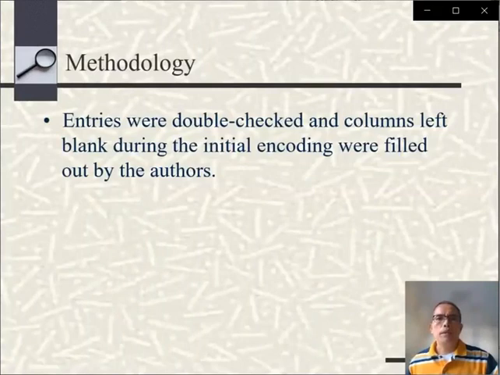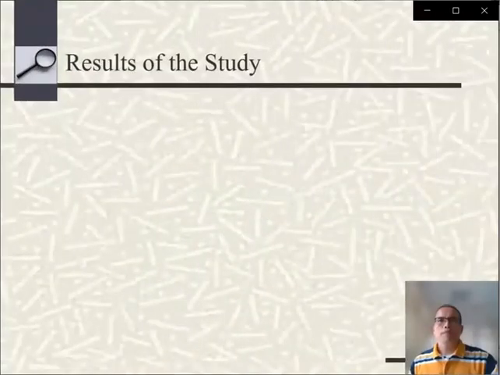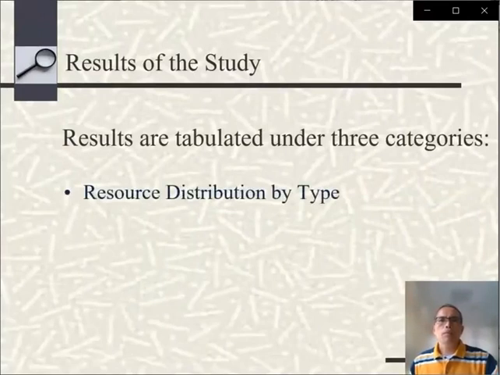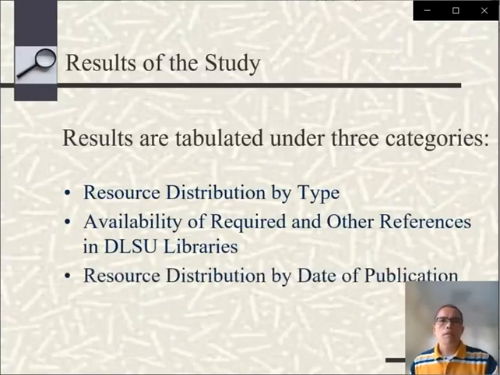Entries were double-checked and columns left blank during the initial encoding were filled out by the authors. Percentage distribution was employed to determine data for this study. After searching and identifying the resources used, the results were tabulated under three categories. Number one, resource distribution by type. Number two, availability of required and other references in LSU libraries by department. And number three, resource distribution by date of publication.